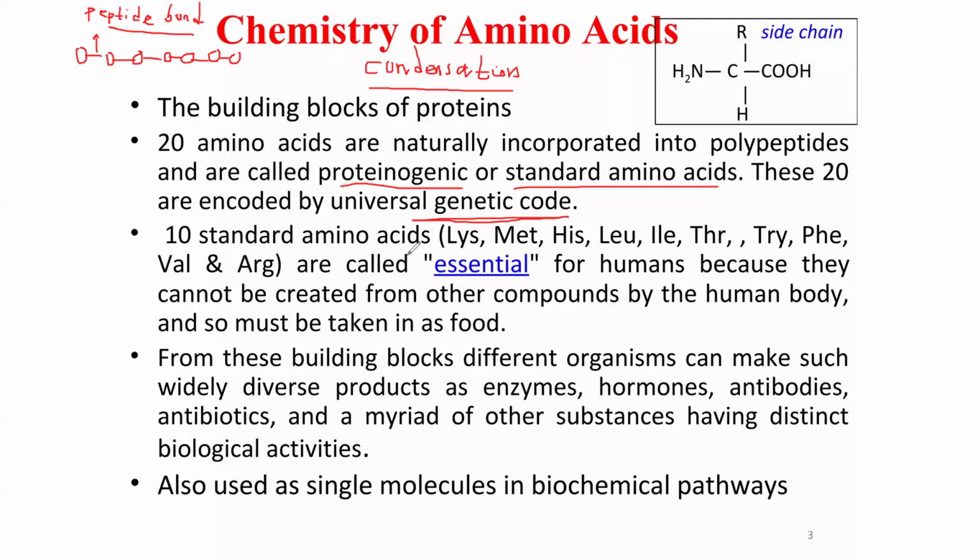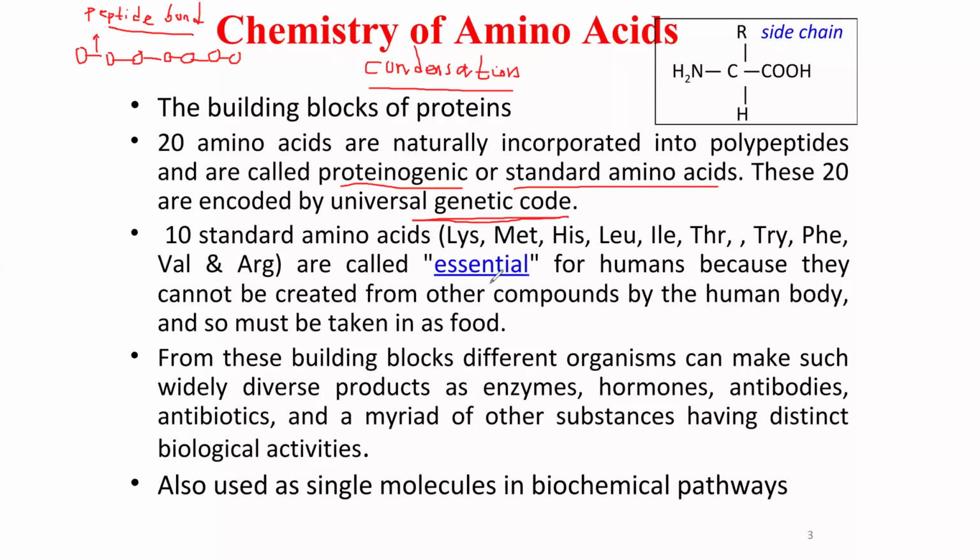So we have 10 standard amino acids: lysine, methionine, histidine, leucine, isoleucine, threonine, tryptophan, phenylalanine, valine, and arginine. These are called essential amino acids. And why are they called essential amino acids? Because the human body cannot synthesize them. We cannot create them or produce them.